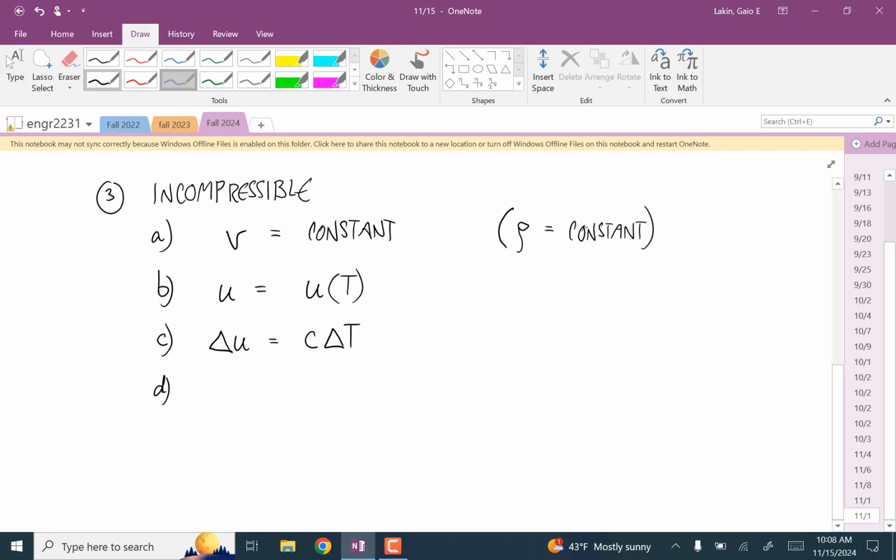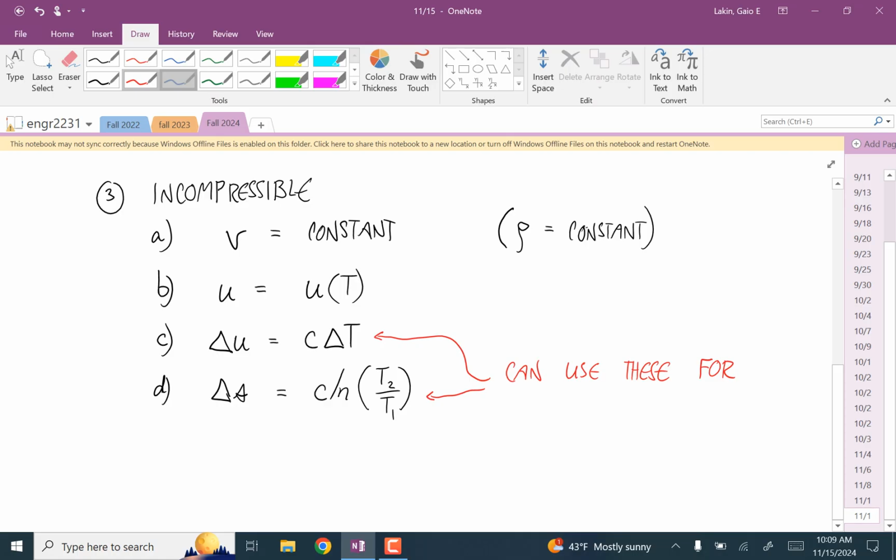And then the last one, this is an entropy one, says the change in specific entropy is equal to C times the natural log of T2 over T1. You can use these for any temperature range for incompressible materials. Remember, for ideal gases, you have to be careful about these simplifications, but here they work really for anything. Although you are limited by the phase changes on both sides anyways if you're talking about liquids.